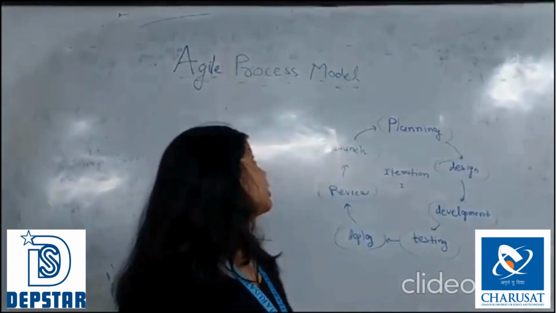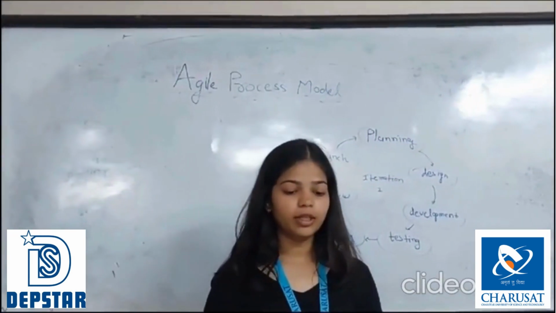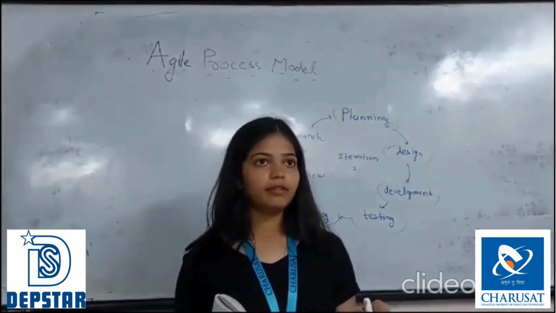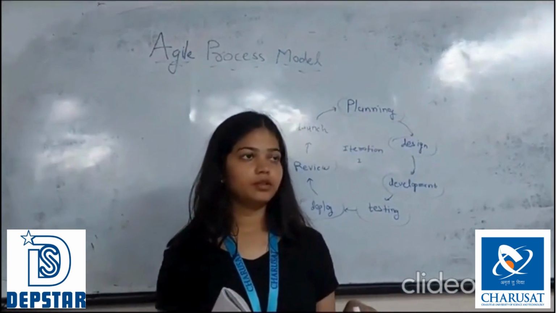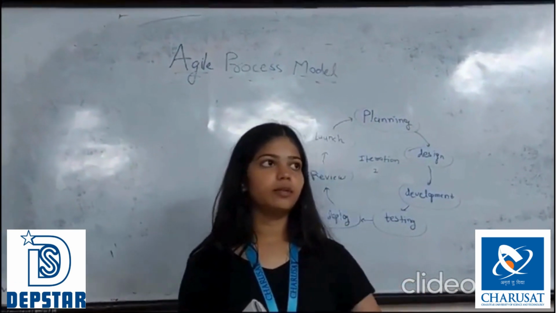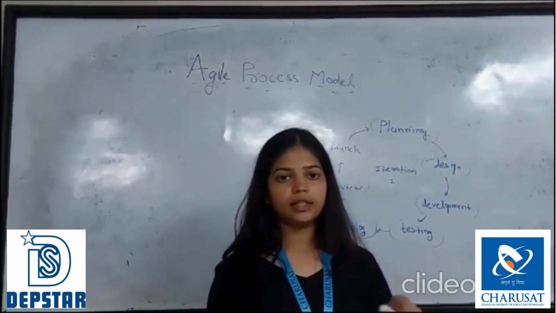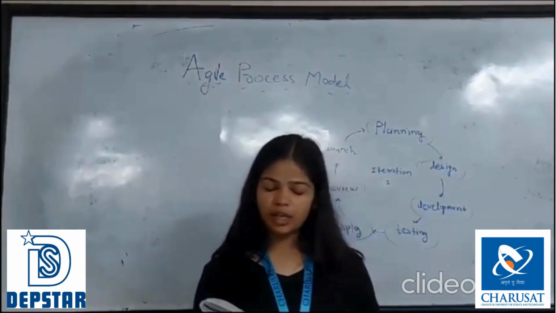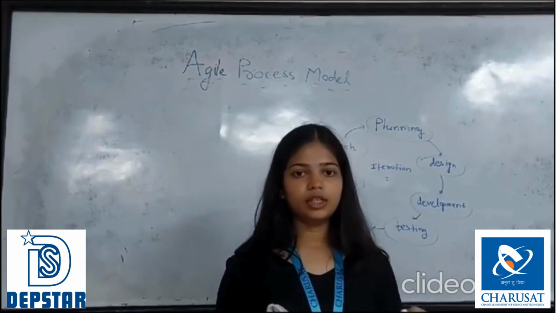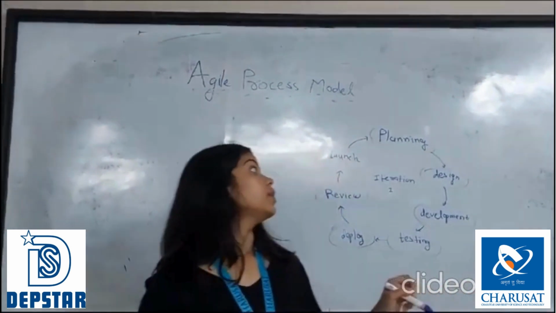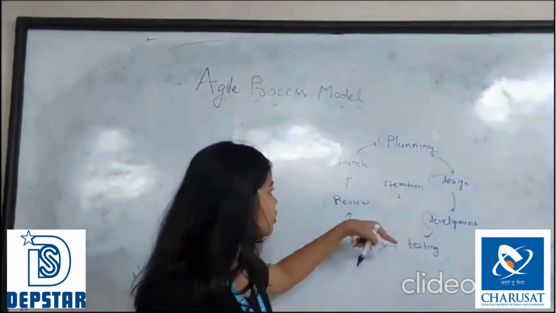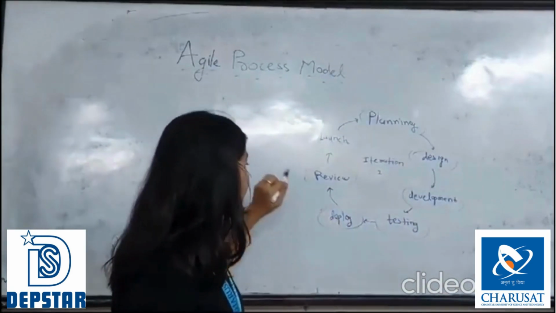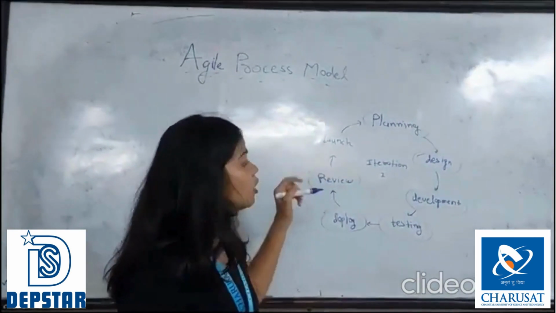Now let's start with the agile process model. Basically, in today's digital era, each and every software like shopping software like Flipkart, Amazon, and Instagram, WhatsApp uses the agile process model. Agile means change in technology and requirement and people. So this is the diagram of the agile process model, which is planning, designing, development, testing, deployment, review, and launch.